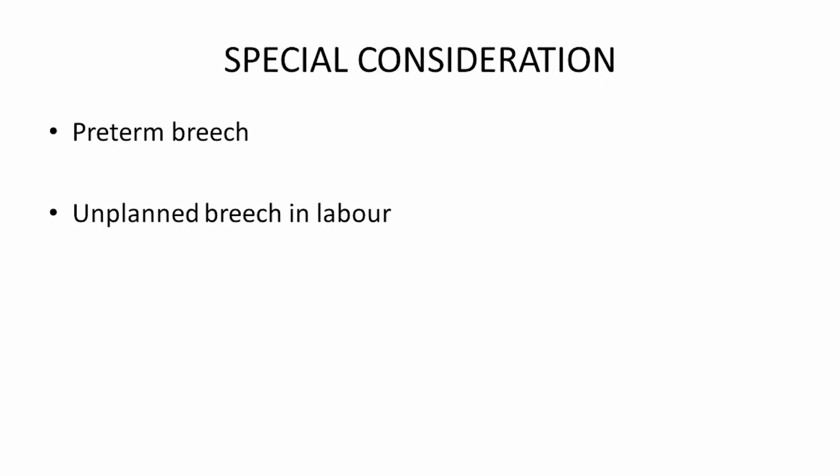So if these women attempt an assisted vaginal breech delivery, the risk of entrapment of the aftercoming head is usually higher. But after 32 weeks, from 34 weeks, assisted vaginal breech delivery can be offered for these women. Now, for unplanned breech in labor, what do we do? It has been said that routine cesarean section for women with unplanned breech in labor does not seem to offer any superior advantage over assisted vaginal breech delivery.